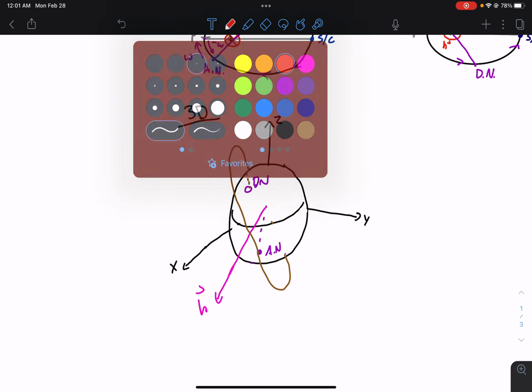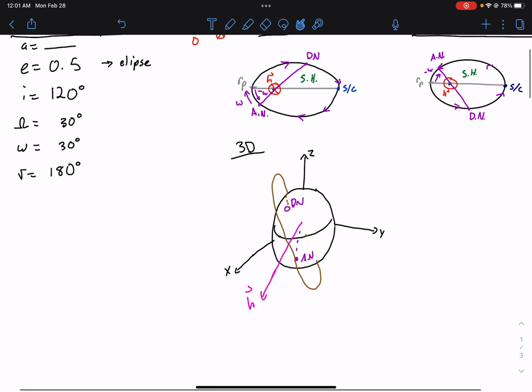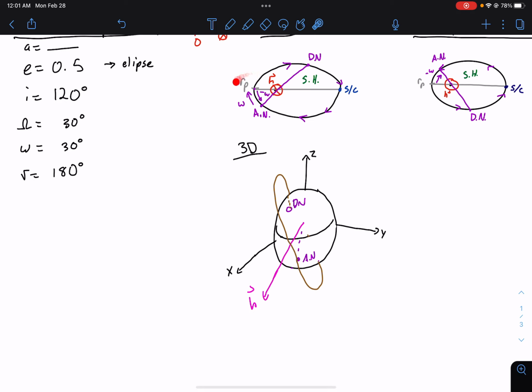Okay, so what are we missing in terms of our orbit, right? Okay, well, we have our periapsis labeled here, but nothing on here yet. Okay, well, let's fix that. Small omega is defined as our ascending node to our periapsis. Well, here's our ascending node. Let's just go ahead and go 30 degrees up. And there's our RP. Boom. That's pretty simple.